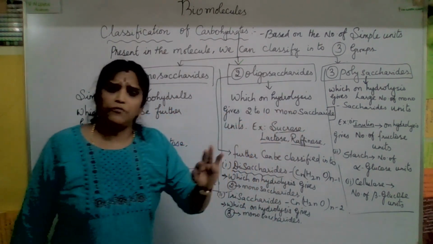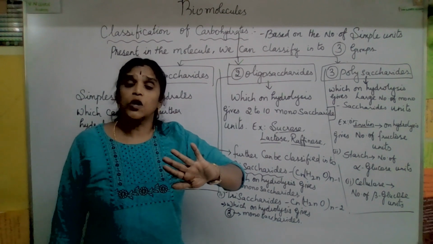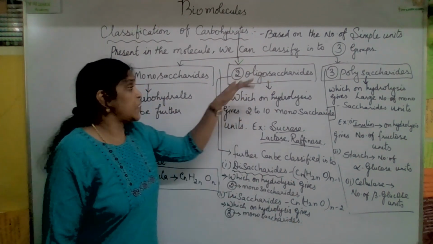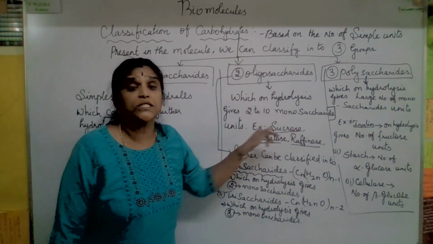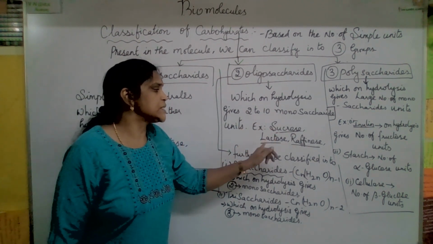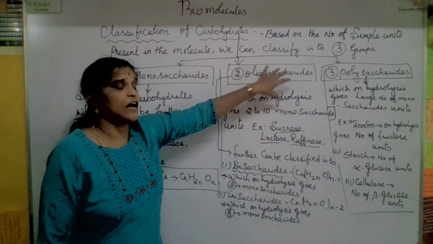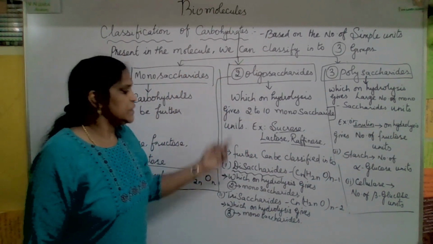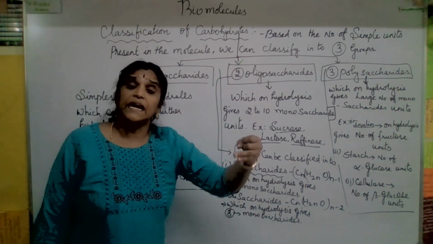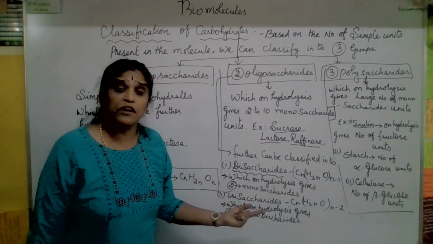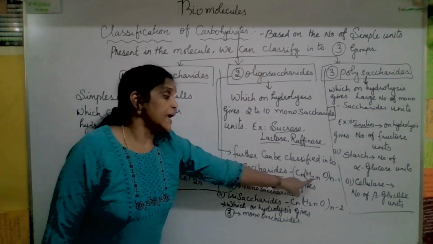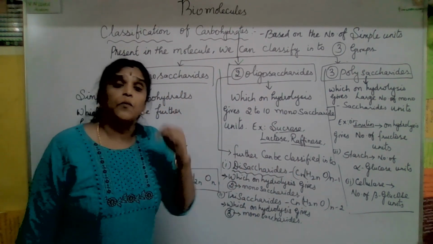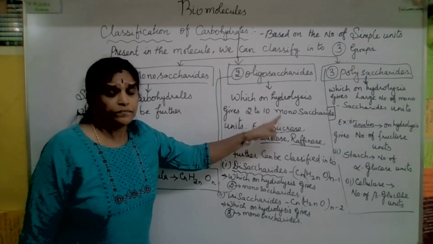Now the second one. Monosaccharides cannot be hydrolyzed, but oligosaccharides can be hydrolyzed. On hydrolysis they give 2 to 10 monosaccharide units. Examples are sucrose, lactose, raffinose. These can be further hydrolyzed and further classified into disaccharides and trisaccharides. The general formula of disaccharide is CnH2nOn-1, which on hydrolysis gives 2 monosaccharides. For example, sucrose is a disaccharide.